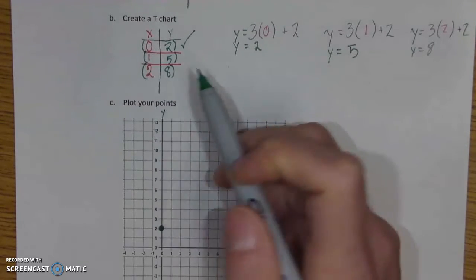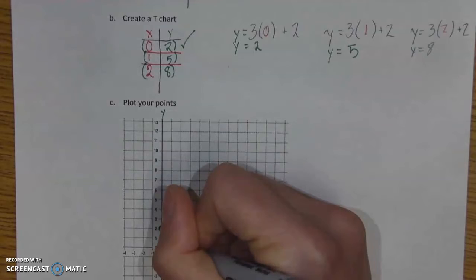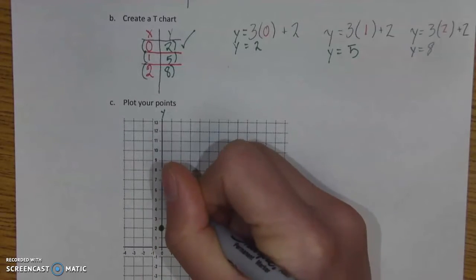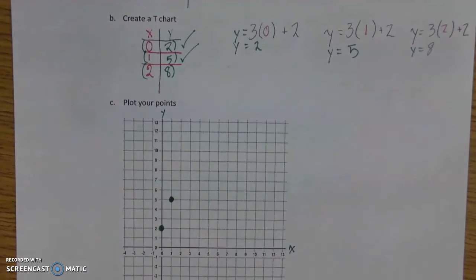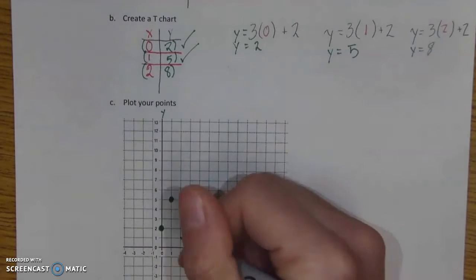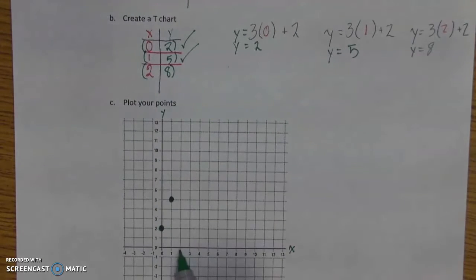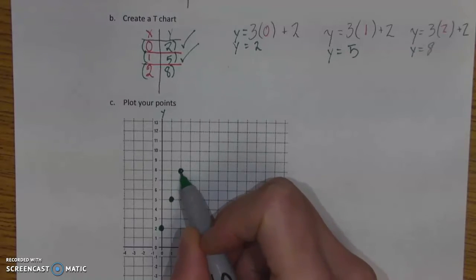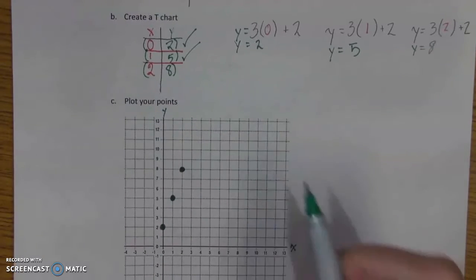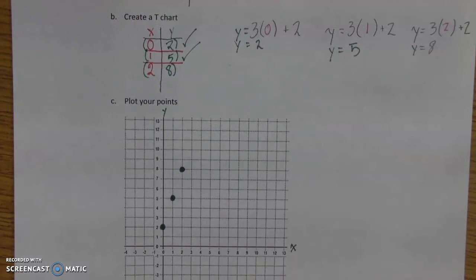Next, when x is 1, y is equal to 5. So if x is 1, y is going to go all the way up to 5, right? And that's my second point done. My third point is when x is 2, so when I go over 2, y is going to be 8, so I'm going to go up 8. And that's my third point. Now there's a few things to watch for when you do this.